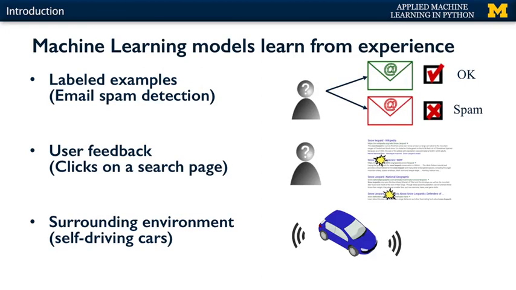Now, this experience can take the form of data in a lot of different formats or situations, such as labeled examples that are used to train the system's initial structure, like in email spam detection. A system could get feedback from the user. For example, a search engine gets clicks on the search page. Or a system could get data from the surrounding environment that's gathered over time. For example, self-driving cars that can detect nearby objects and events and learn to move more reliably.